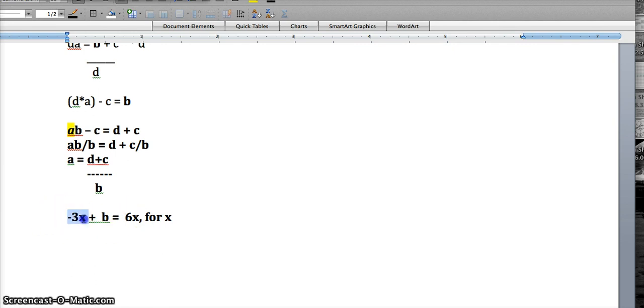What's the opposite of subtracting 3x? If you said adding 3x, you are correct. Plus 3x, and we still have plus b equals 6x, and we have to do the same thing to the other side, plus 3x. Now our variables are on one side. We can combine like terms: the negative 3 and positive 3 cancel each other out. So now we have b equals 6x plus 3x, which is just 9x. Too bad we're not solving for b, because now b is by itself.